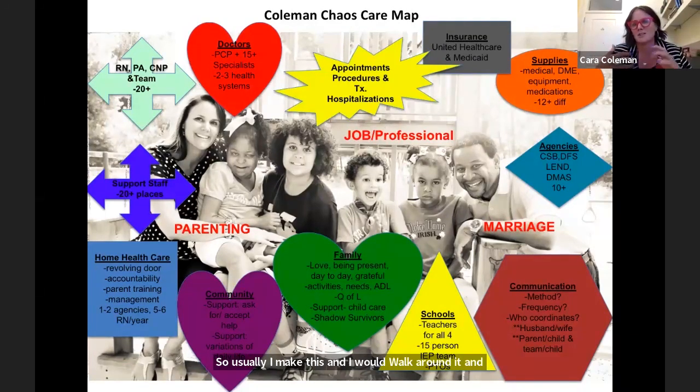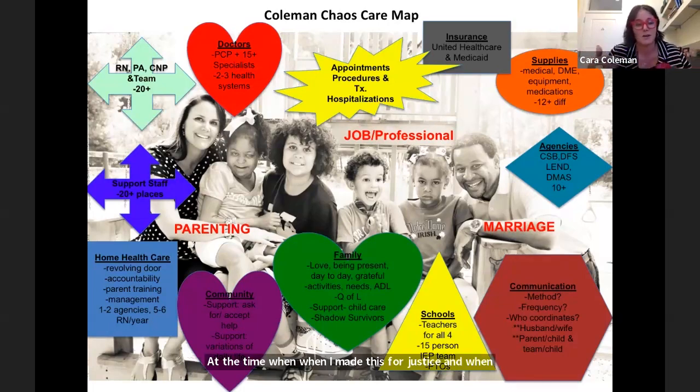There's 16 doctors. At the time, we were between 2 or 3 health systems. There's all these advanced care professionals, support staff, home health, 15 people on an IEP team, 12 different suppliers, 2 different insurances, 10 different agencies. And many of you may be saying, yeah, that's what a care coordinator was for. At the time when I made this for Justice and when she was alive, we didn't have a care coordinator.